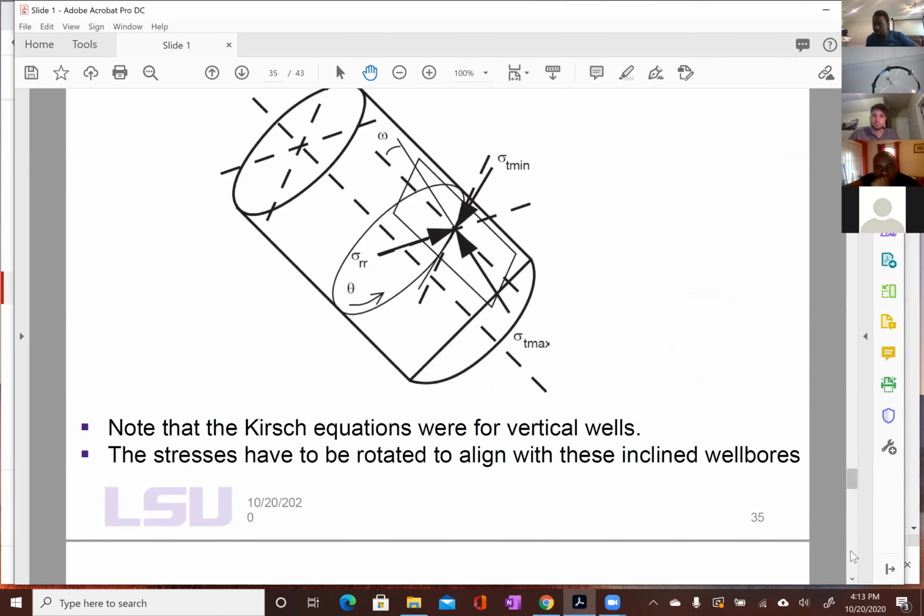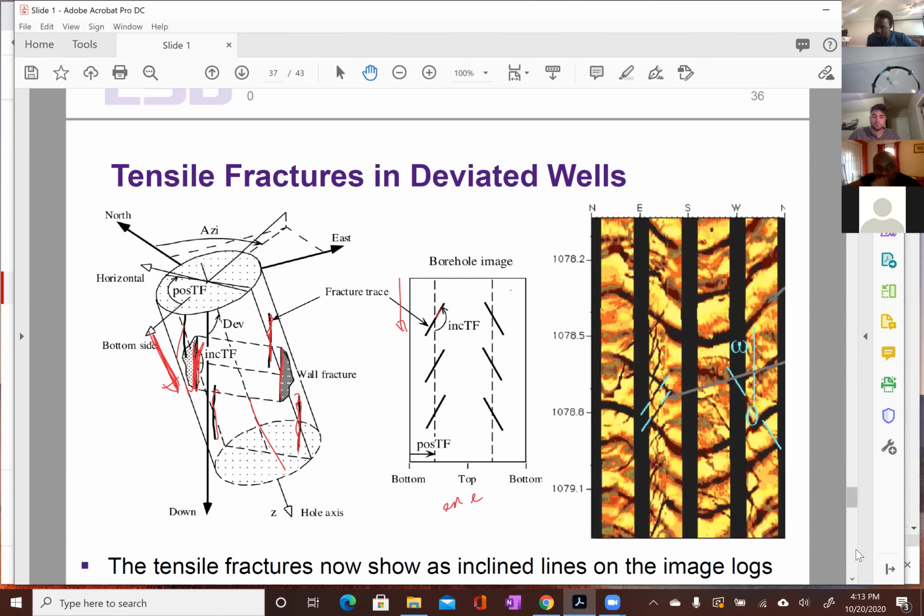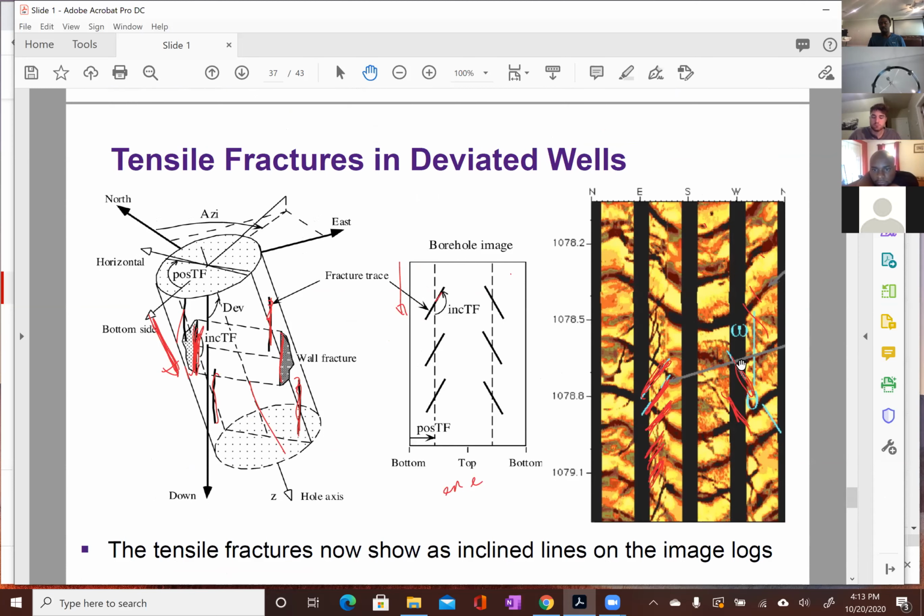So when you see those lines, like so, you see them here? Those are your drilling-induced tensile fractures. And again, like in the vertical well, you don't want to confuse them with your natural fractures, right?